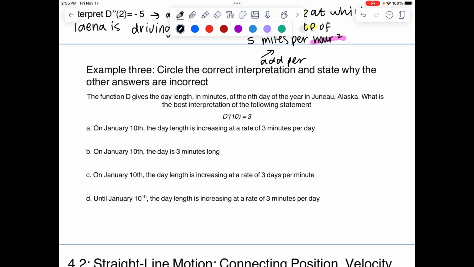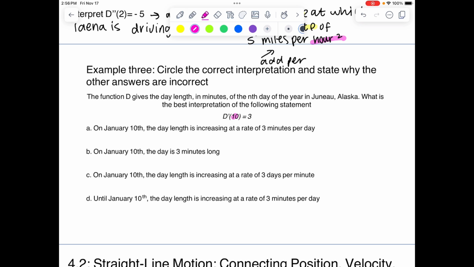So this says circle the correct interpretation and state why the other answers are incorrect. The function d gives the day length, in minutes, of the nth day of the year in Juneau, Alaska. What is the best interpretation of the following statement? d prime of 10 equals 3. Just real quick, the inside part is always going to be the same because that's the independent variable. So this day is the 10th day of the year in Juneau, Alaska, and the output is the day length of that day. So let's just go through.